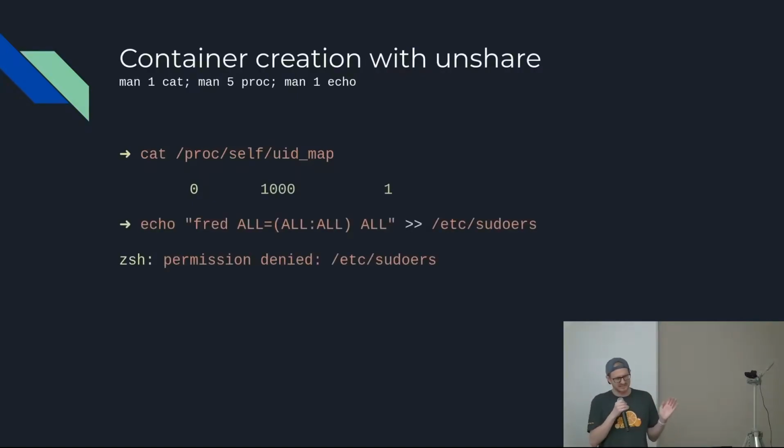At the end of the day, capabilities and file permissions are two separate things. So even though I'm in this user namespace and I'm trying to use root to perform some sort of action within the kernel, that doesn't mean I have file permissions. If I try to add myself to /etc/sudoers, that just doesn't work, because at the end of the day, my user just doesn't have those permissions.